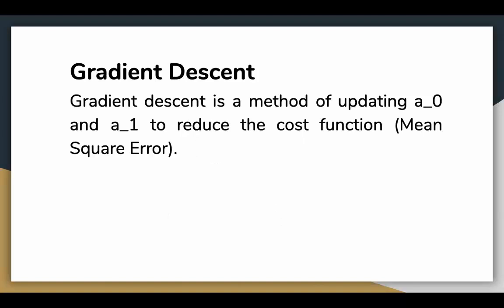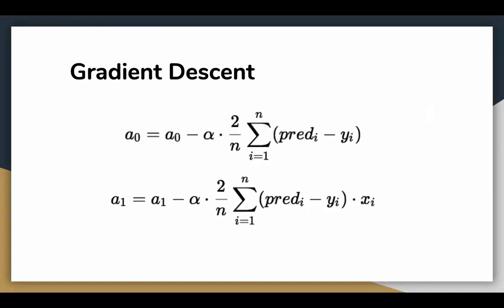The next important concept needed to know linear regression is gradient descent. Gradient descent is a method of updating a0 and a1 to reduce the cost function. The idea is that we start with some values of a0 and a1 and then we change these values iteratively to reduce the cost. Gradient descent helps us how to change the values. To update a0 and a1, we take gradients from the cost function. To find these gradients, we take partial derivatives with respect to a0 and a1.